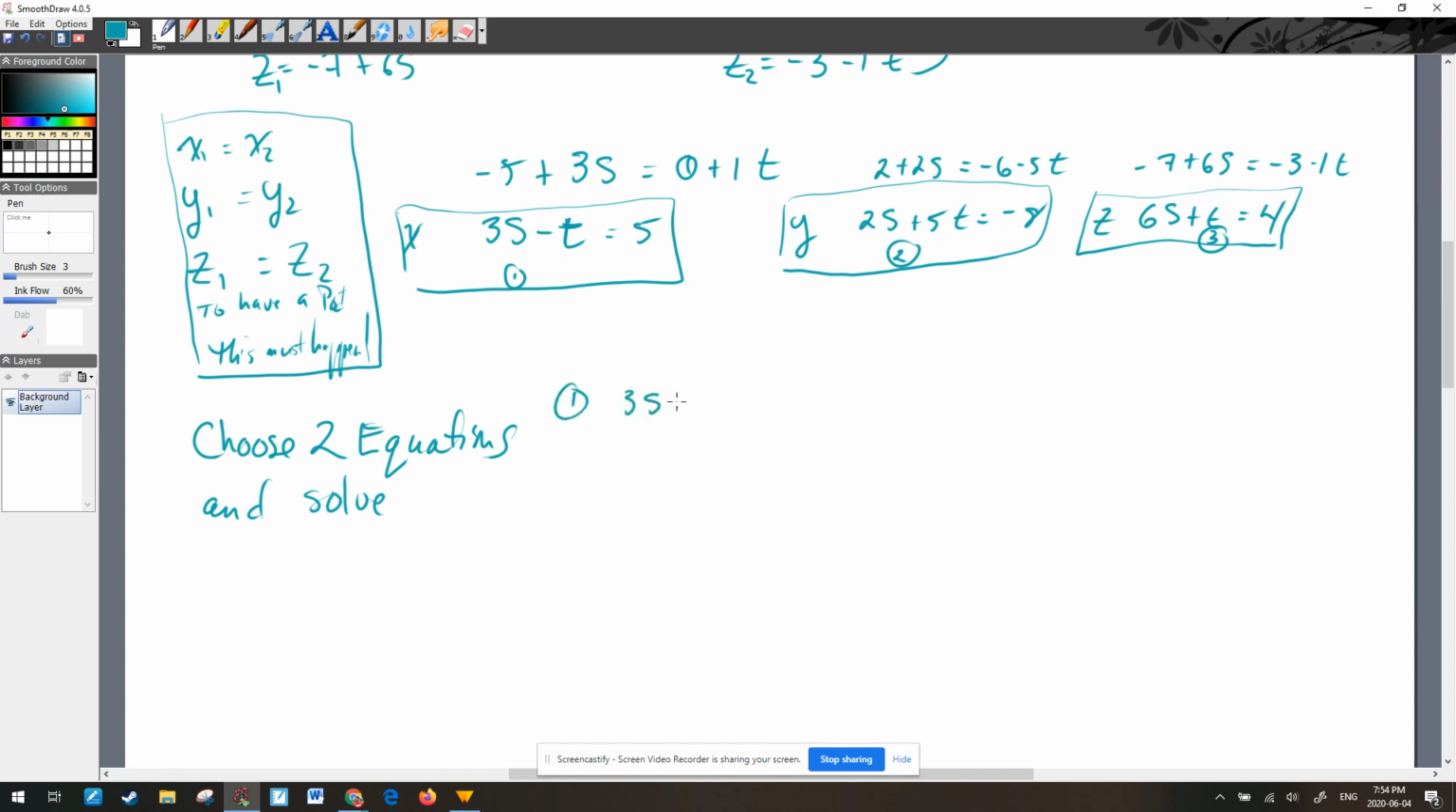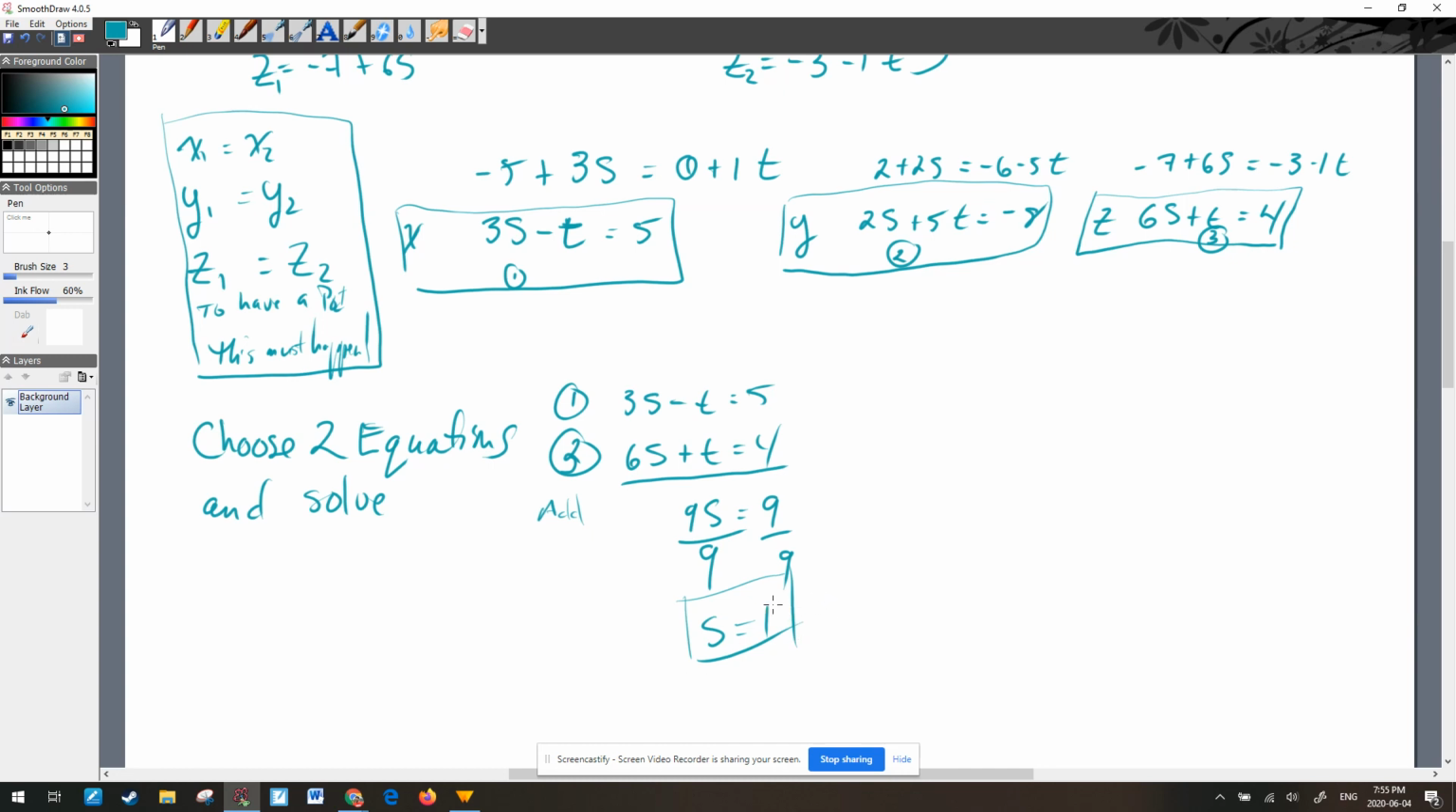So we've got 3s minus t equals 5, and I've got equation 2 here. And equation 2 says that 6s plus t is equal to 4. And sorry, that's not equation 2. I'm a bonehead. Equation 3. And then I'm going to add, because if I add, it's going to get rid of the t. So I'm going to have 9s equals 9. Divide both sides by 9, and we're going to get that s equals 1. Huzzah! I have a value for my s.